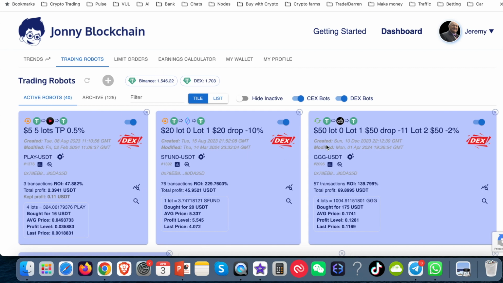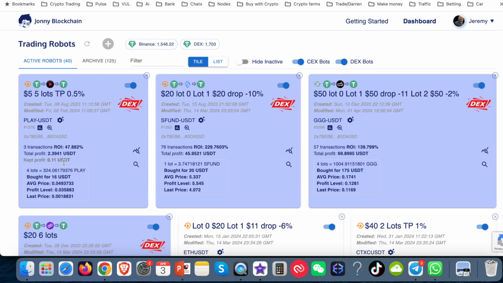Now, let's just have a look at some of these other bots that I started. Look at this bot here, this play one. I've made 47%. So only started with $5. You can't do $5 now because the gas fees are too high and it doesn't work that well. So we changed it so that it's only $10. But this bot here, look, I bought for $16.